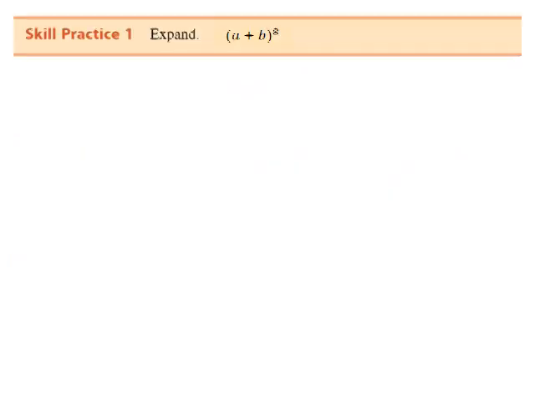Let's try another example. Expand the quantity a plus b to the 8th power. Now, in the previous example, the final row of Pascal's triangle was to the 7th power, and it was the following. So if I want to expand this to the 8th power, then I need one more row here, and I will find that now.